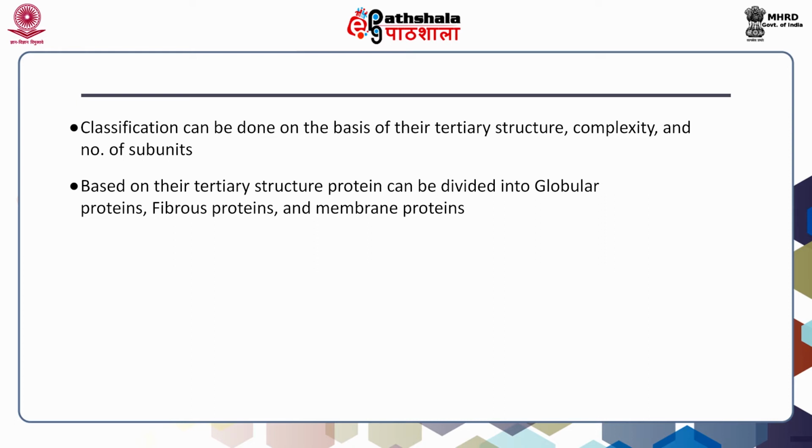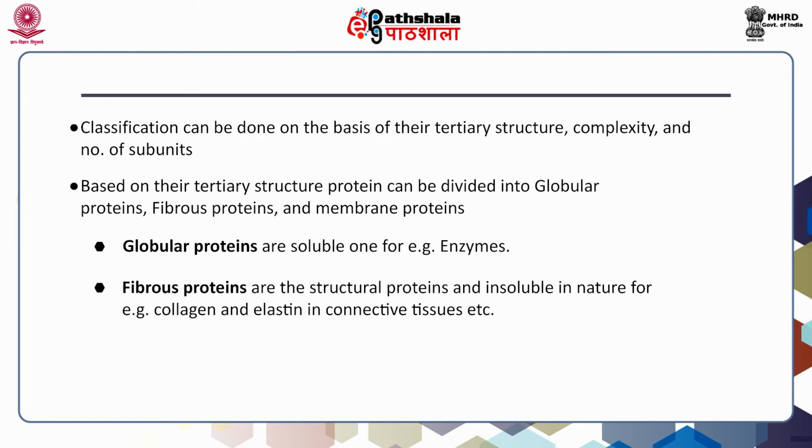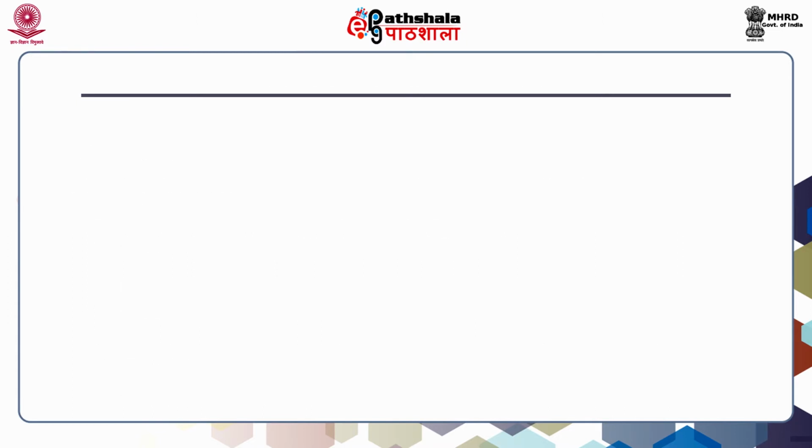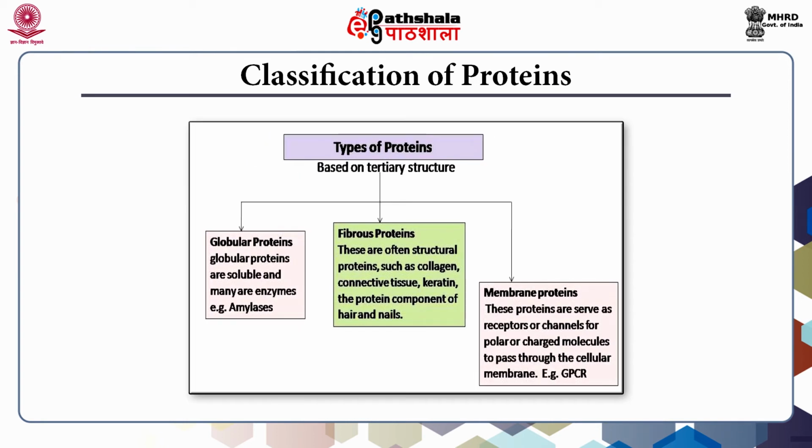Based on their tertiary structure, protein can be divided into globular proteins, fibrous proteins and membrane proteins. Globular proteins are soluble ones, for example enzymes. Fibrous proteins are the structural proteins and insoluble in nature, for example collagen and elastin in connective tissues. Membrane proteins are generally membrane bound or transmembrane proteins which serve as receptors on cell surfaces during signal transduction or act as a channel to transport charged substances across the membrane. This shows the classification of proteins based on tertiary structure which we just discussed.